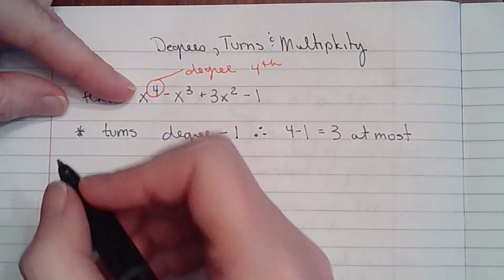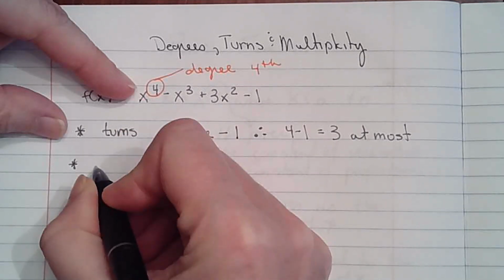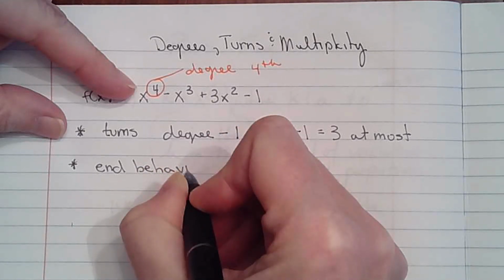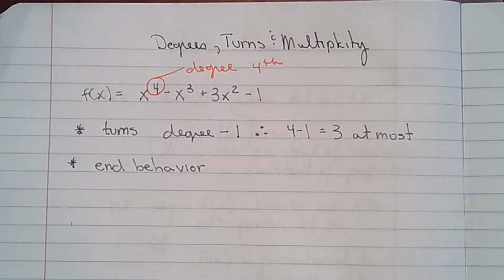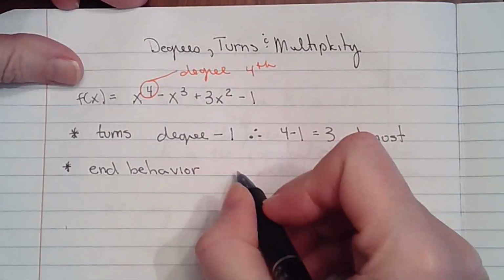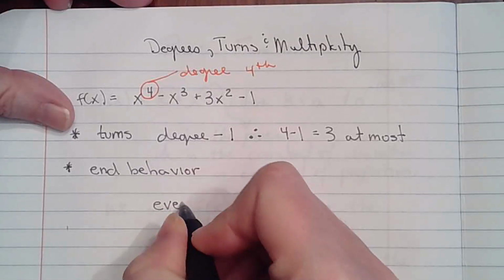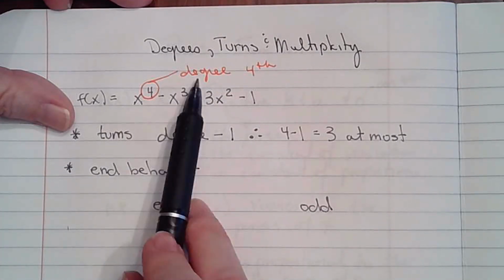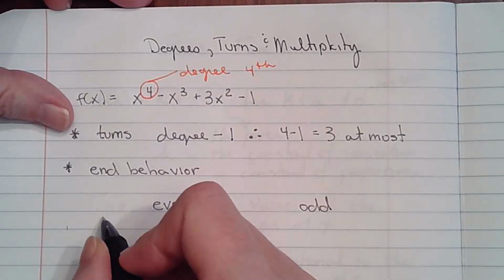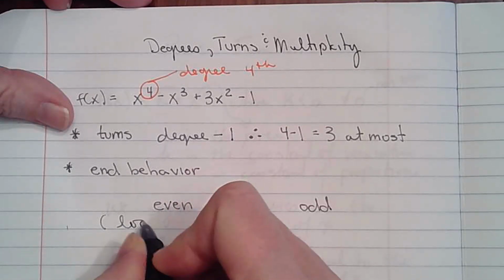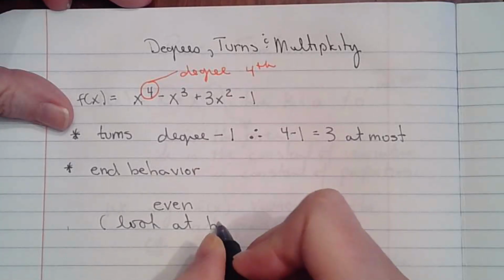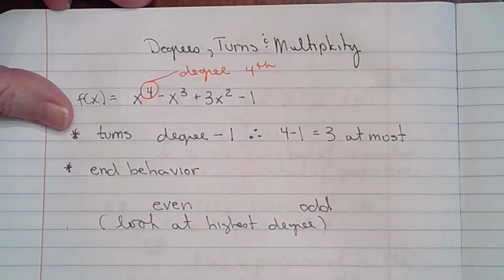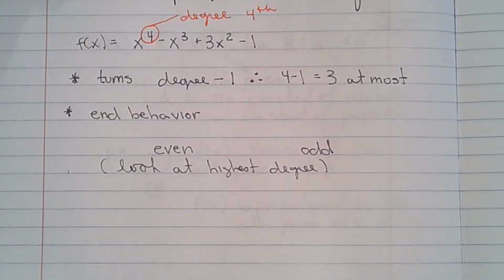Okay. Now we're going to look at end behavior. And pretty much they follow the same pattern. We have an even end behavior or an odd end behavior. So we're going to look at the highest degree. And so down here I'll put, look at highest degree. And that's going to tell us what we should expect.